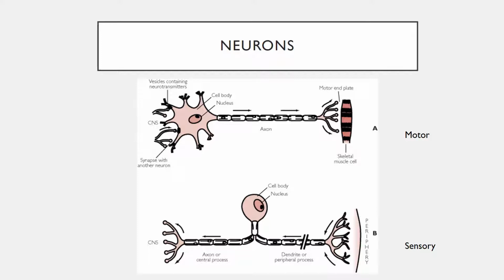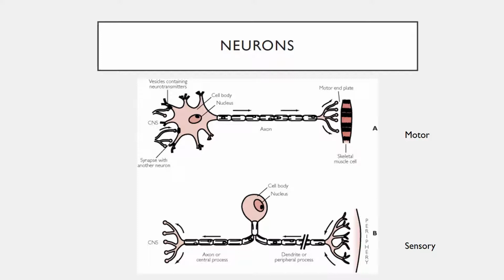Alright, so neurons. Neurons are nerve cells. There are 2 types of neurons, sensory and motor. Sensory can also be referred to as afferent. They bring nervous information to the central nervous system. Then we have our motor nerve cells. They can also be referred to as efferent. They relay nervous messages from the central nervous system to the rest of the body.